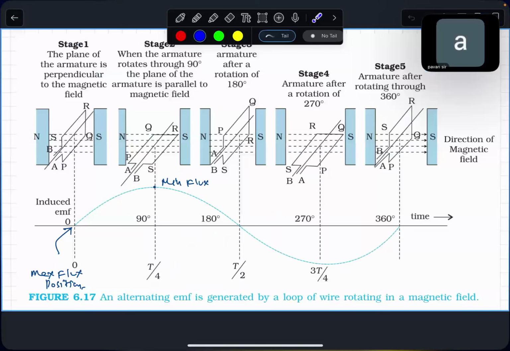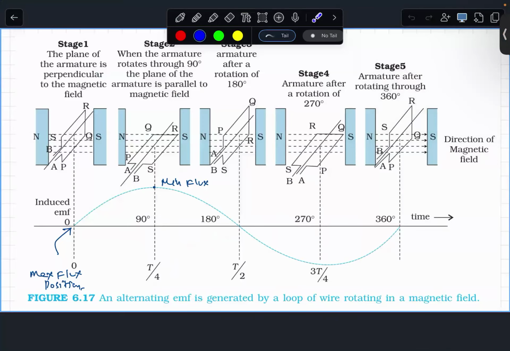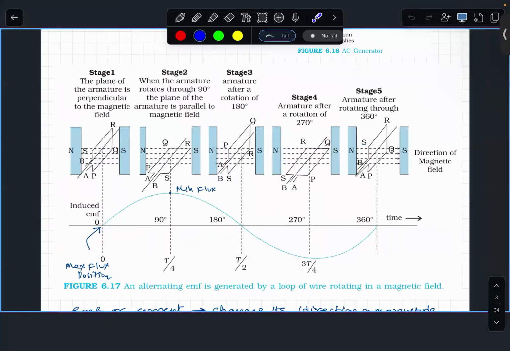So these are the various stages involved in the rotation of the armature. N number of stages are involved in the rotation of the armature, that you can see here. So this will generate an alternating EMF and hence alternating current.